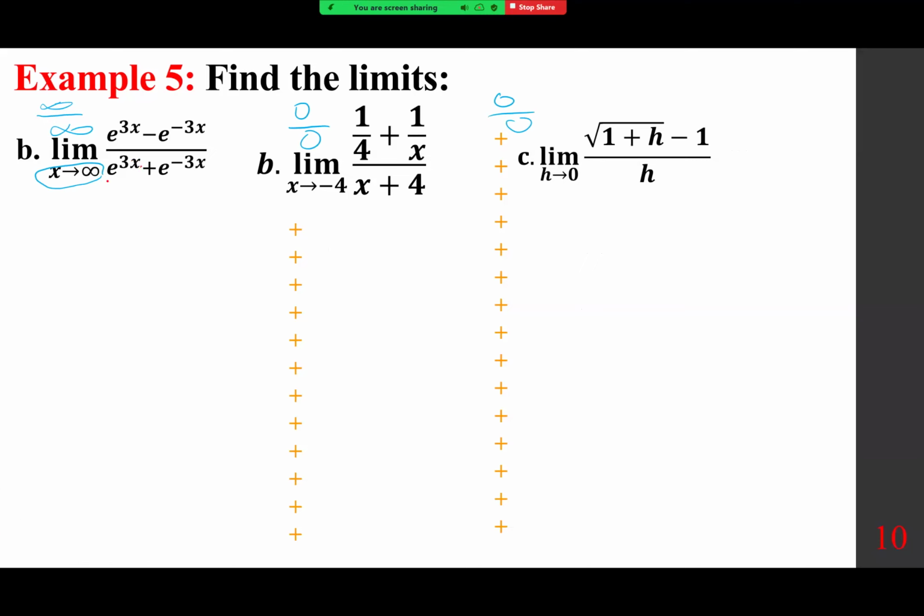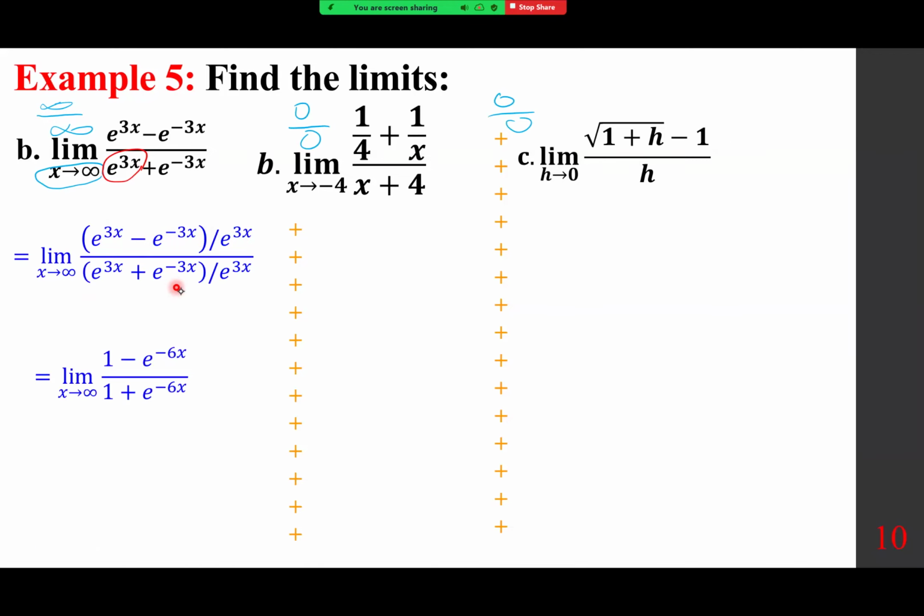The highest value in the denominator is e to the power of 3x. So when you divide everything by e to the power of 3x, what happens? This one divided by this is 1. This one, I hope you divide by this, you get e to the power minus 6x. This is again 1, and this one, e to the power minus 6x. Because x is approaching infinity, these two go to 0, so the answer is 1 over 1, or simply 1.